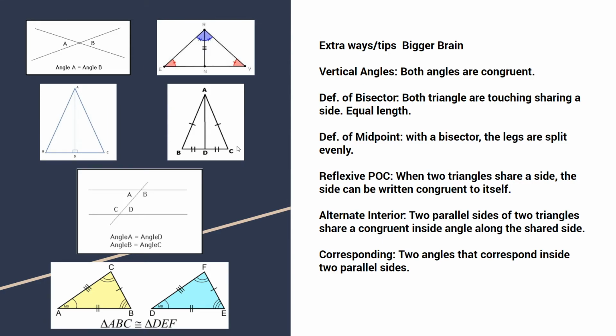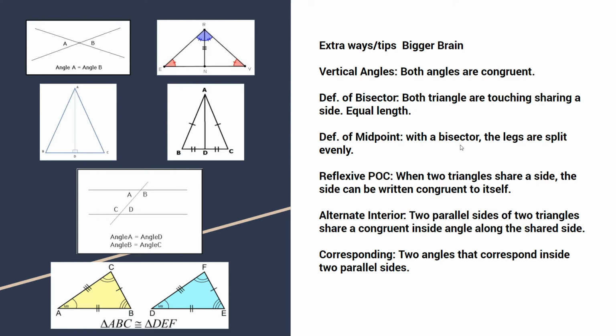Definition of bisector. You'll see that a lot. That's one of the common ones when they're sharing the same side. Both triangles are touching and sharing a side, so that line bisects these two. This definitely does, this definitely does. As you can see, 90, 90.